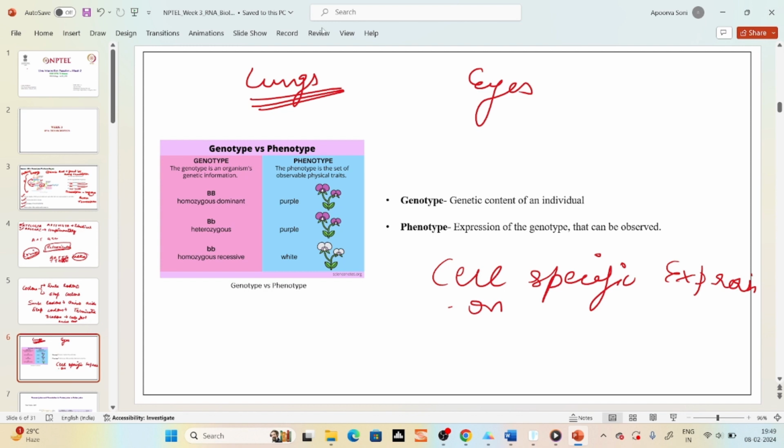For example, here you can see in this figure, genotype is an organism's genetic information and phenotype is the set of observable physical traits, okay. And for example, you see this is purple. Why is it purple? Because the genotypic content is BB. So capital B, capital B, they are both homozygous and they both are dominant. Even if one is present, it would be purple because capital B is there, it is dominant. Here both recessive are there, so it is white. Just an example to show how genotype and phenotype vary, okay.